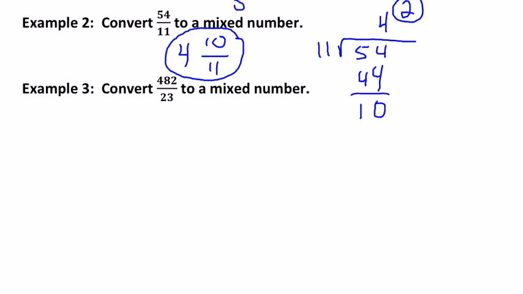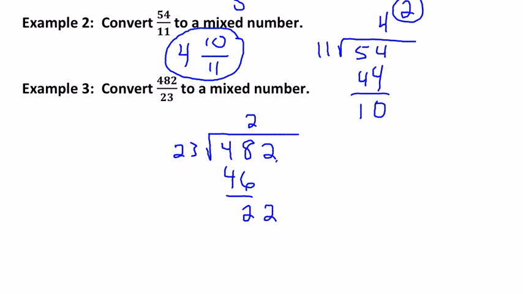Example 3, just has some bigger numbers. And so 23 goes into 482. You can do this for as big a numbers as you want. So 23 goes into 48 2 times. So you've got a 46. 8 minus 6 is 2.